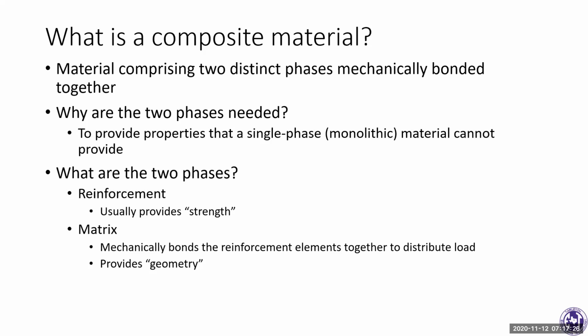Well, why do we need two parts, elements, or phases? Well, we need a composite when a single homogeneous material cannot provide the properties that we need. In general, the two phases are the reinforcement, which provides strength, and the matrix, which bonds the reinforcement elements together and provides form to the material.